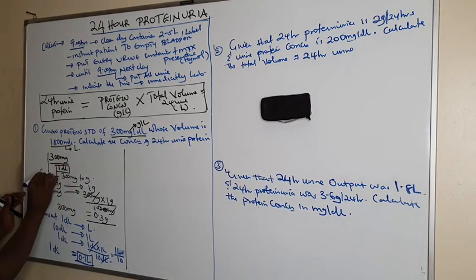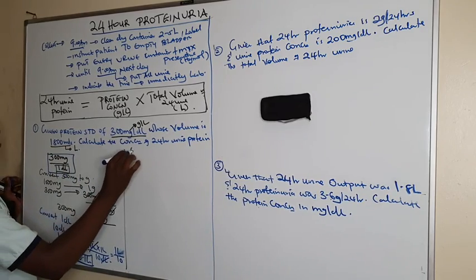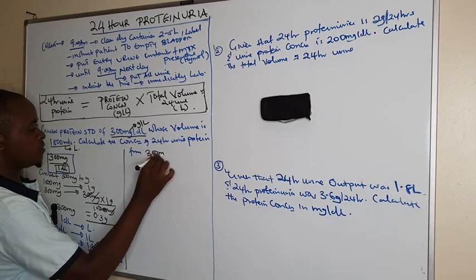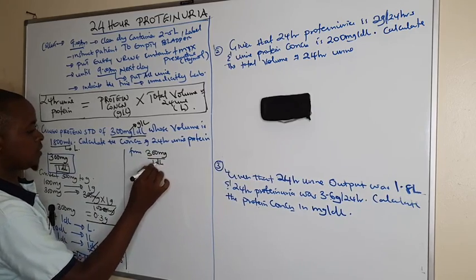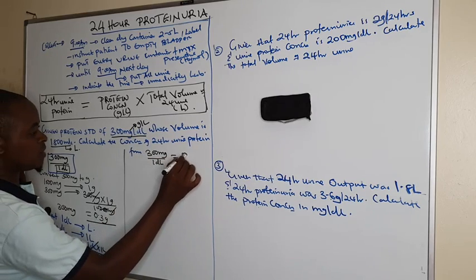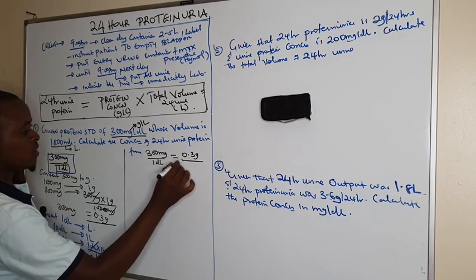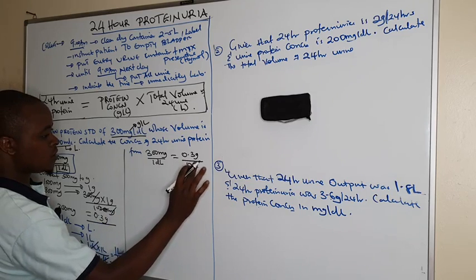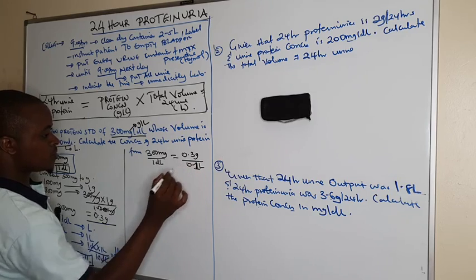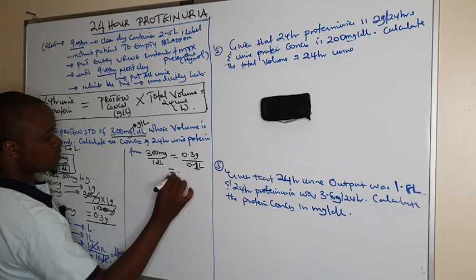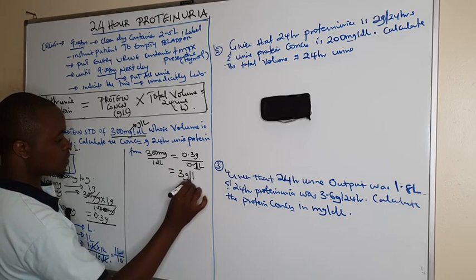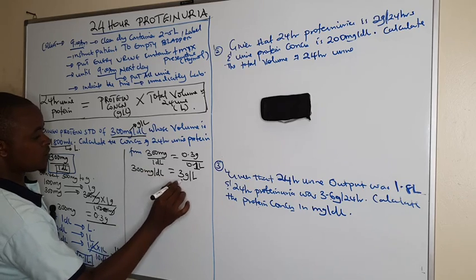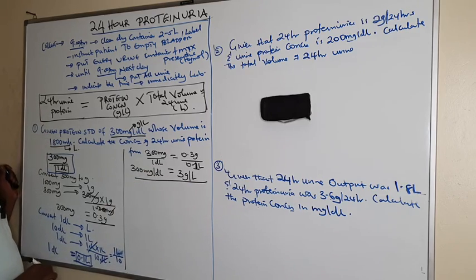So we come and substitute in this. 300 milligrams divided by 1 deciliter. We have seen 300 milligrams is the same as 0.3 grams. Then we divide by 1 deciliter, which is the same as 0.1 liter. And the end result, we are going to get 3 grams per liter. So 300 milligrams per deciliter is the same as 3 grams per liter.